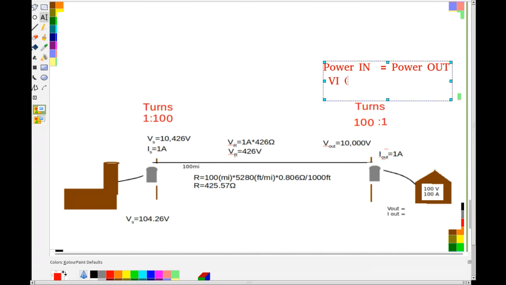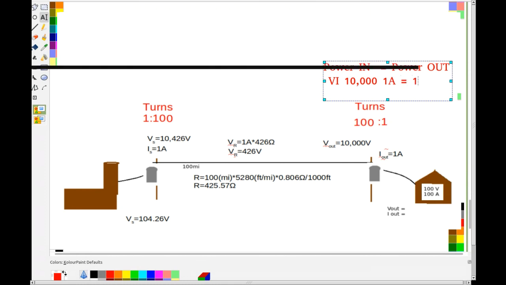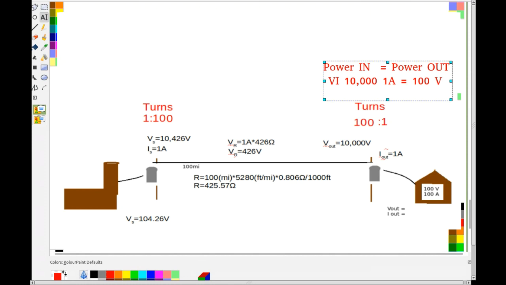And so therefore, my power out over here is 100 volts times 100 amps, okay? So if I step up my voltage on this side to 10,000 volts, then I need only 1 amp to get 10,000 watts. So over here I have 100 volts.